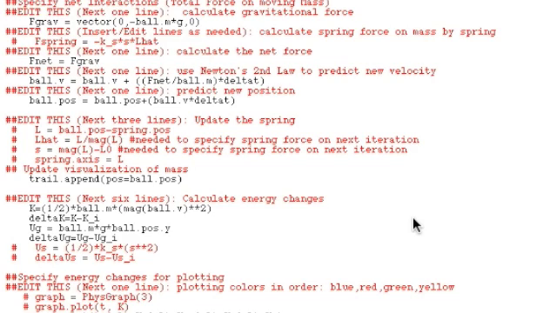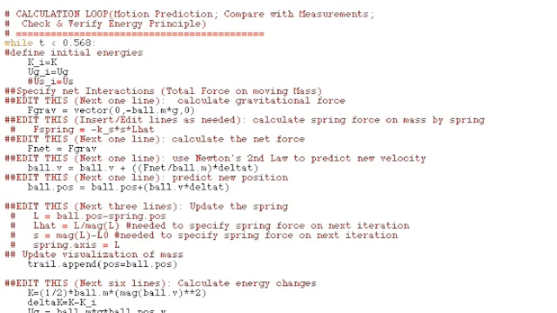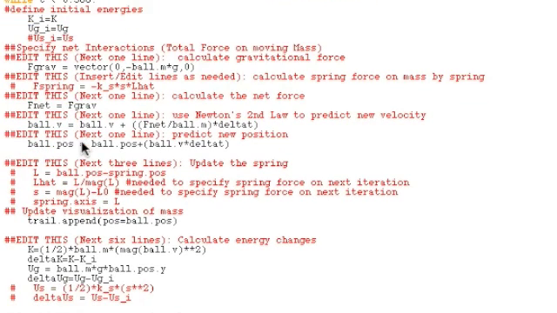Next, we used only the energy principle to calculate the predicted motion of the ball. First, we must set our kinetic energy and our potential energy equal to their respective values, kinetic being 1/2 mv squared and potential being mgh. And we must then initialize the initial kinetic energy as well as the initial potential energy.